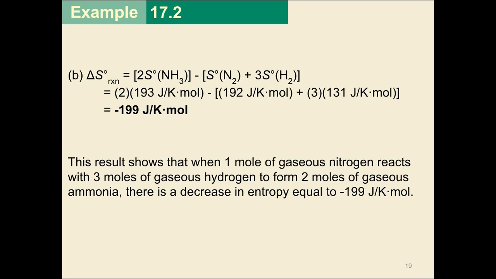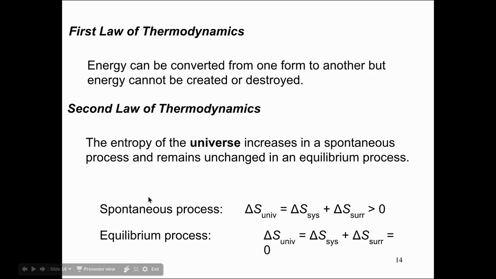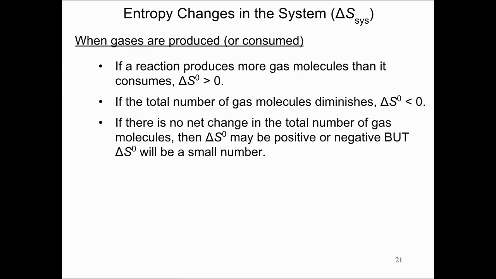So all of that was to figure out the entropy change of a system. Now, remember, going way back, for a spontaneous or an equilibrium process, it's about the change in entropy of the system plus the change in entropy of surroundings. So we just focus on the system there. Now let's focus on the surroundings.